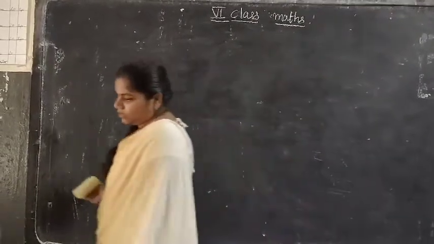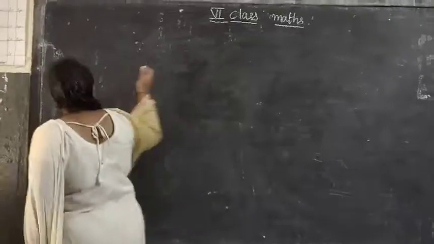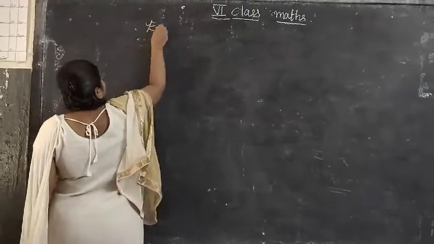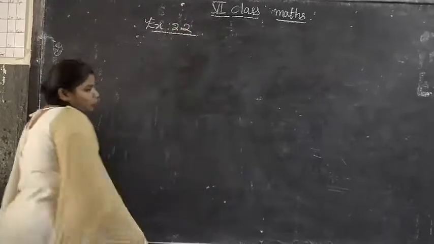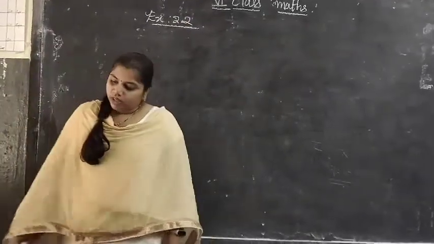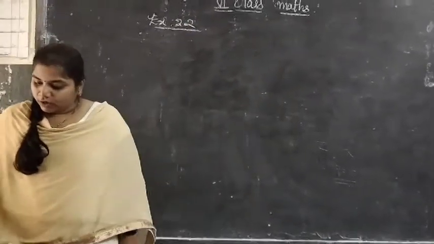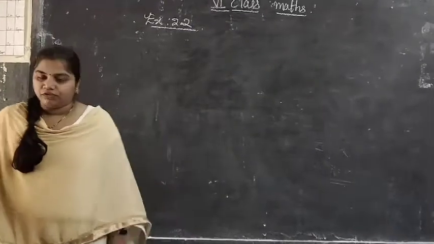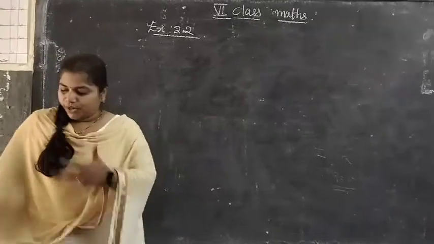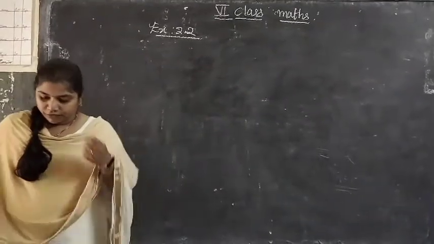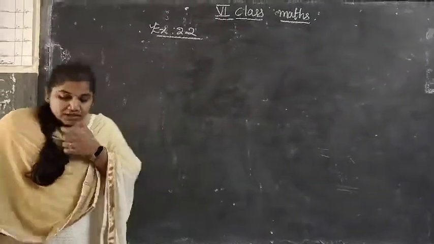So coming to exercise 2.2. In the first part, give the result without actually performing the operations, using the given information. They have just given multiplications. By seeing them you can write the answers. So try to write the first part. Now the second part, see the second part.